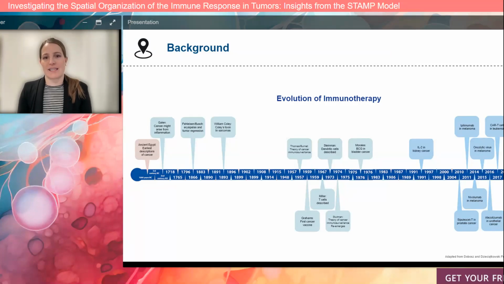However, as the use of these therapies has expanded, we've come to understand that there's a population of patients that do not respond well to immunotherapy, and that the particular nature of their tumors and the spatial organization of the tumor tissue, also referred to as the tumor microenvironment, can be a key barrier to the success of these approaches.